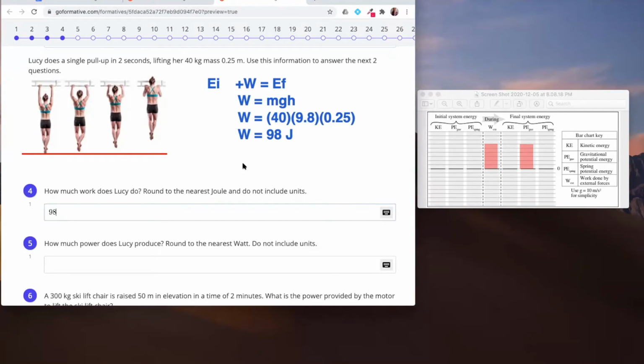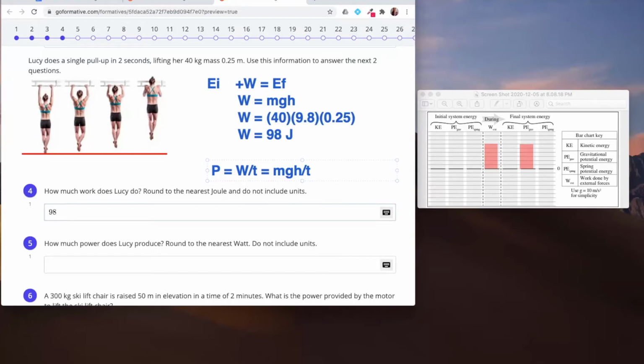Similarly, for power, power is work divided by time. You could also think of power as energy divided by time because she's transforming this into gravitational potential energy. So we could do work divided by time now that we know the work is 98. Or we could do mgh divided by time.